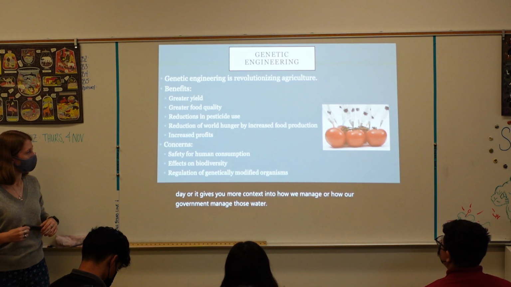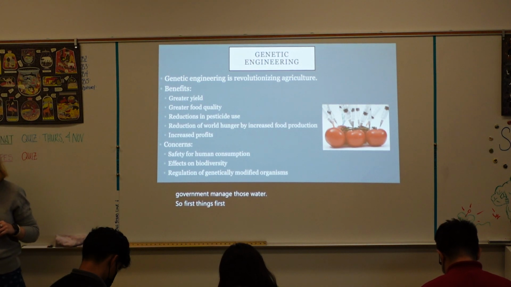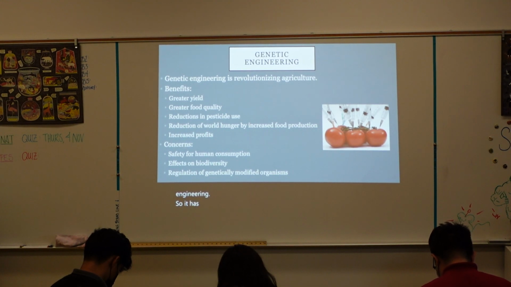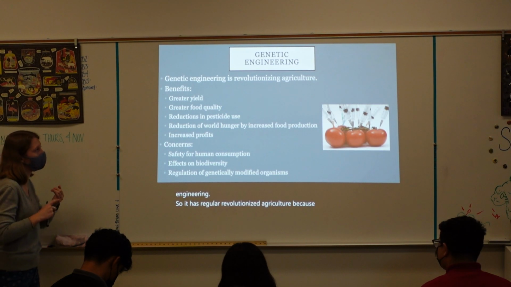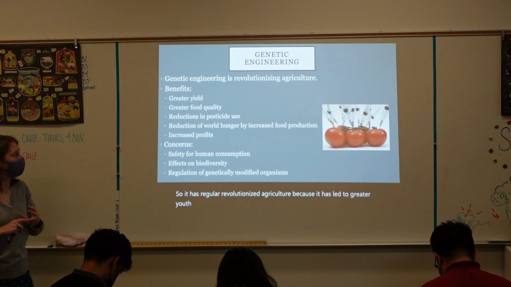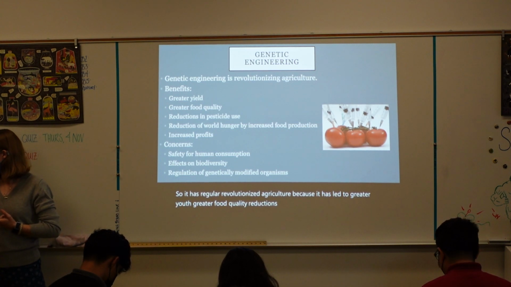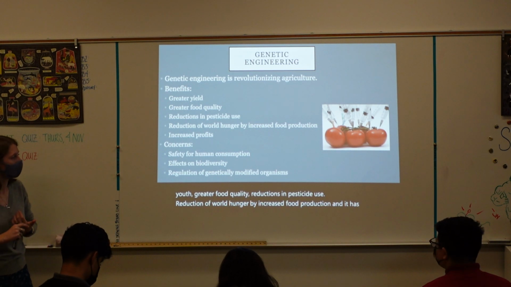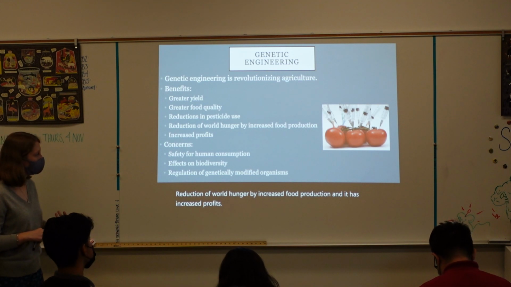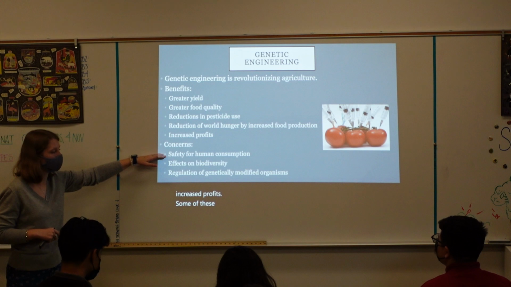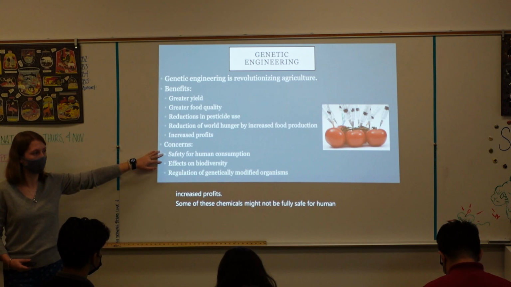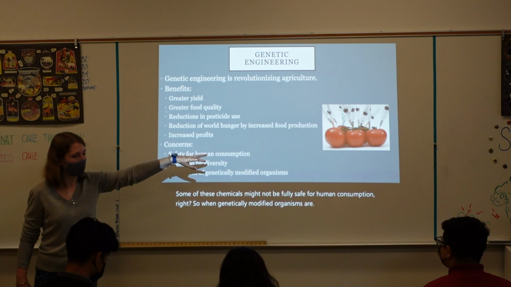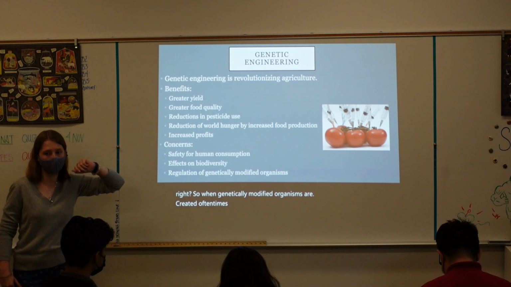All right. So first things first, we're going to talk a little bit about genetic engineering. It has revolutionized agriculture because it has led to greater yield, greater food quality, reductions in pesticide use, reduction of world hunger by increased food production, and it has increased profits. However, some of these chemicals might not be fully safe for human consumption. Right? So when genetically modified organisms are created, oftentimes it's through the use of chemicals.